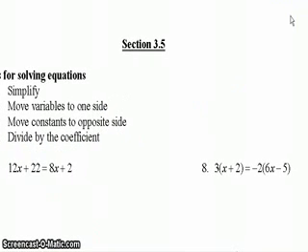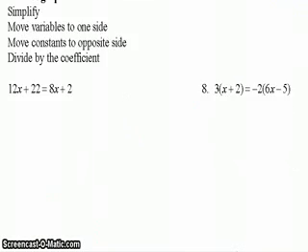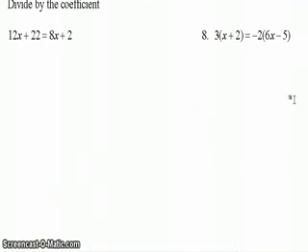Move my window over a little bit, display this problem, give myself some more room to work for problem number 8. So last problem I'm going to be doing here. Remember our steps. We simplify, move the variables, move the constants, and then divide by the coefficient. If you need to, do all of them. Here I do need to simplify. This is a distributive property.